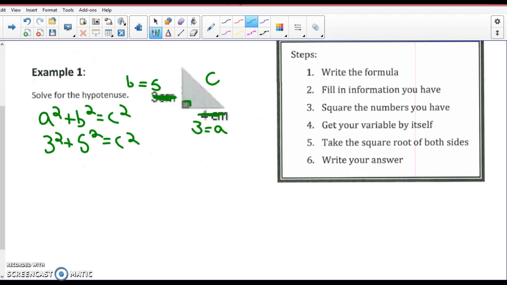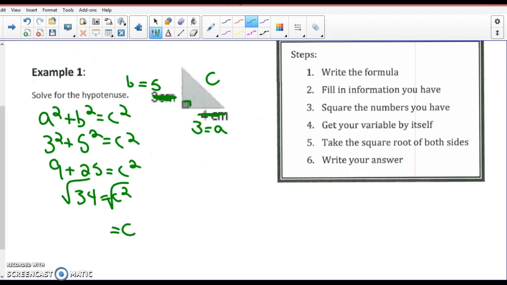Now, when you are solving this, you must square before you add. Take care of the exponents. So 3 squared is 9, plus 5 squared is 25, equals C squared. 9 plus 25 is 34, equals C squared. We are not done. We do not want to solve for C squared. We want to solve for C. So I'm going to take the square root of both sides. You can do anything you want in an equation as long as you do it to both sides. Isn't the square root of C squared just C? Because C times C is C squared.